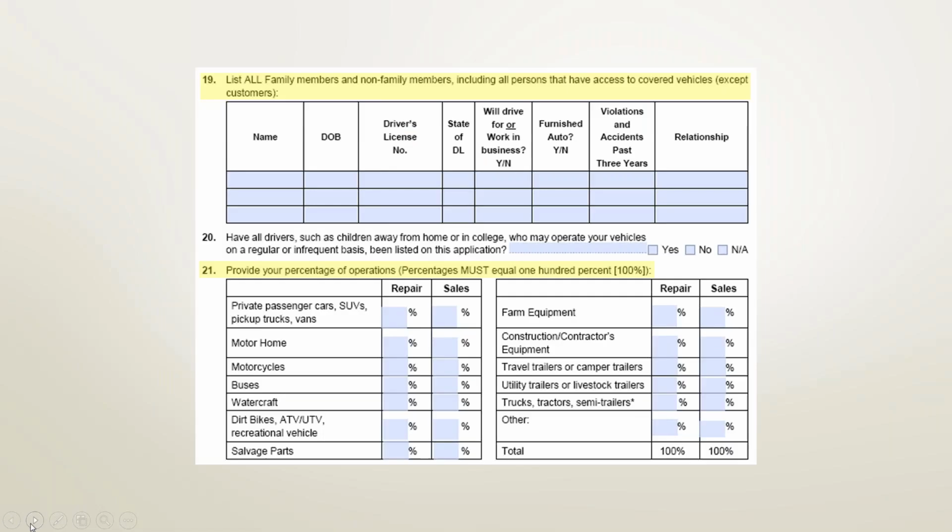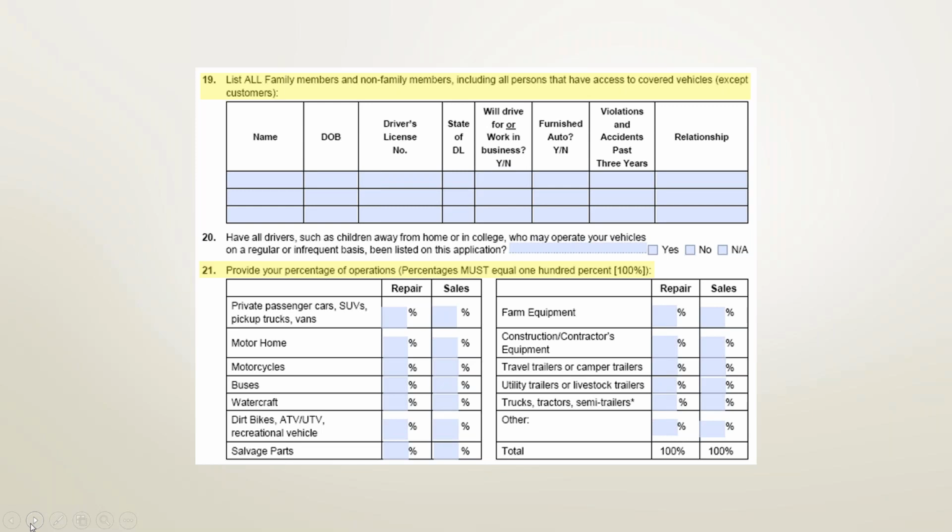Head over to question 19 here. This question is asking if anyone else has access to vehicles. Maybe the owner's daughter who isn't active in the business, but maybe he lets her drive a car. Or a best friend is allowed to use a vehicle for personal use. We will want to add those people under this question.